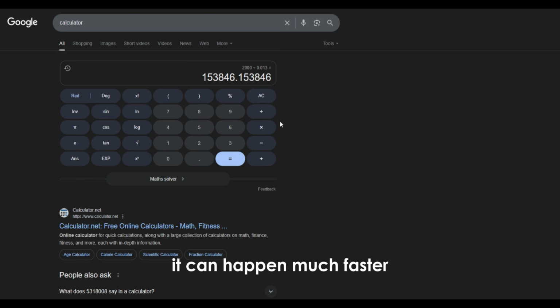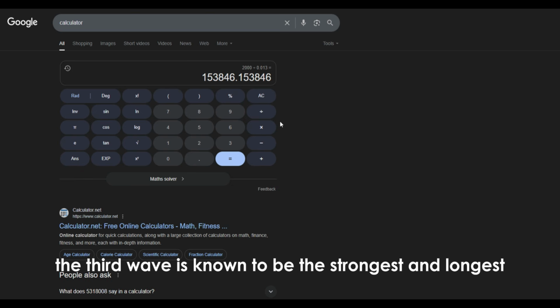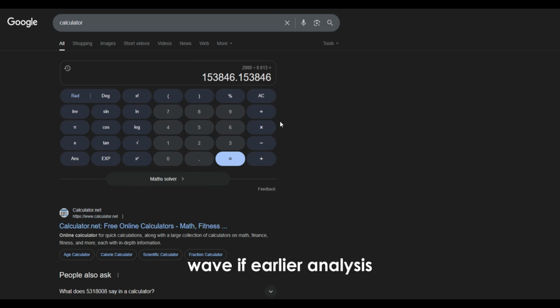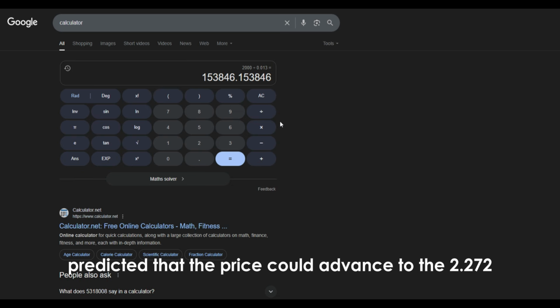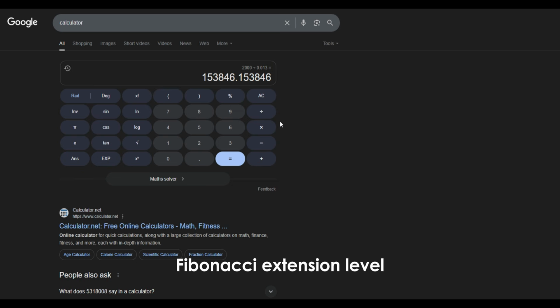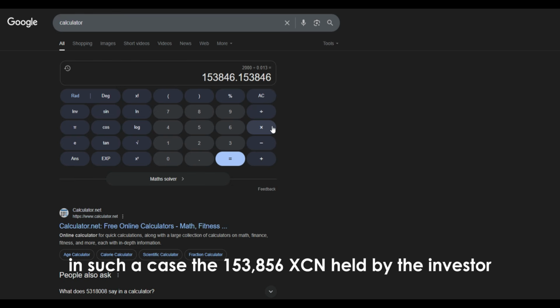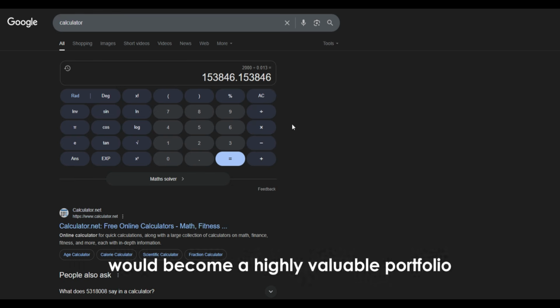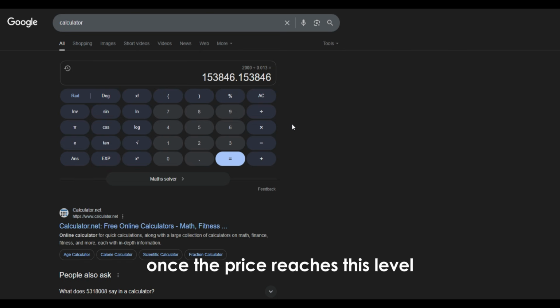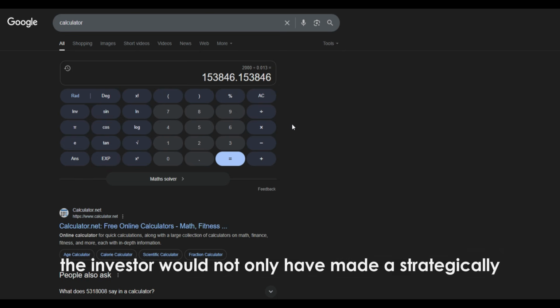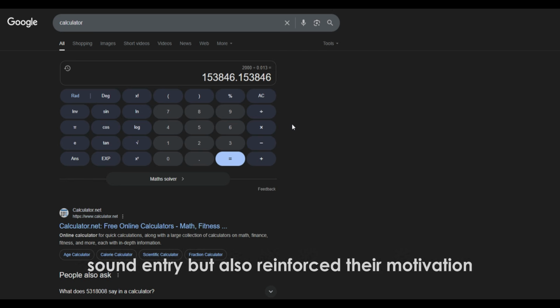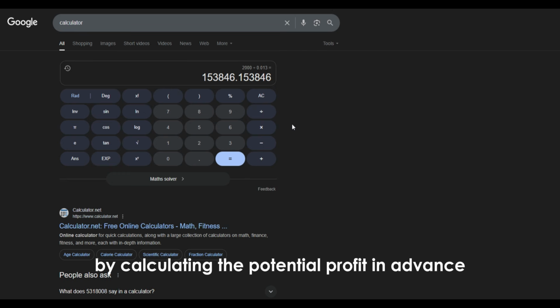In Elliott wave theory, the third wave is known to be the strongest and longest wave. If earlier analyses predicted that the price could advance to the 2.272 Fibonacci extension level and reach $0.11, then this target price is technically supported as well. In such a case, the 153,856 XCN held by the investor would become a highly valuable portfolio once the price reaches this level. At this point, the investor would not only have made a strategically sound entry, but also reinforced their motivation by calculating the potential profit in advance.